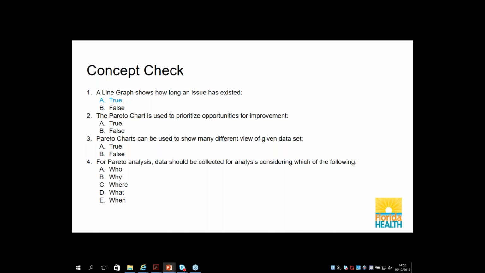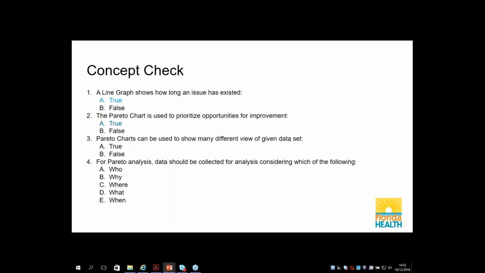Next, the Pareto chart is used to prioritize opportunities for improvement. True or false? Really think about this one. Are you going to be prioritizing things with a Pareto chart? Is a Pareto chart going to give you what you need to focus on, what you need to prioritize in order to have the best improvements? It is. Remember, we have our Pareto charts that are going to tell us what we need to focus on.